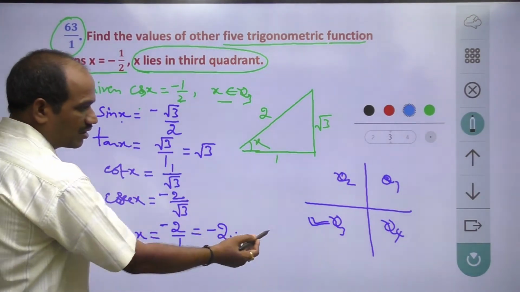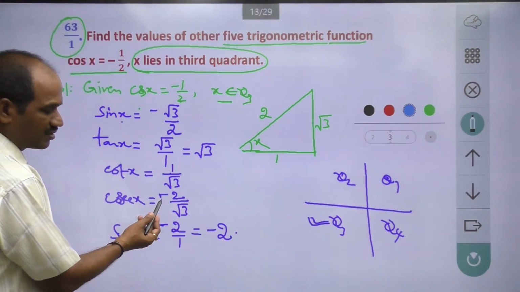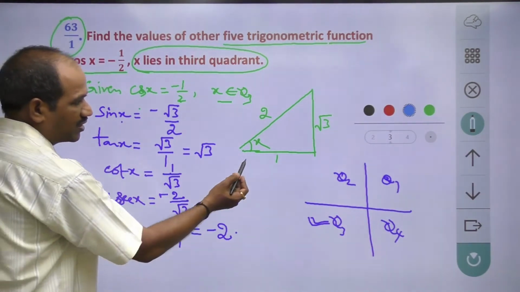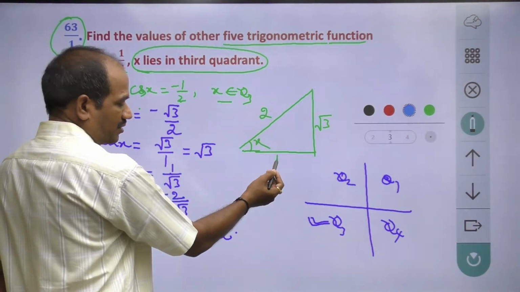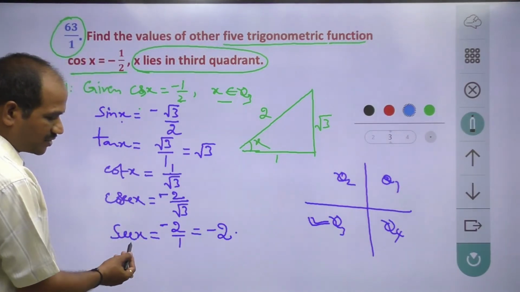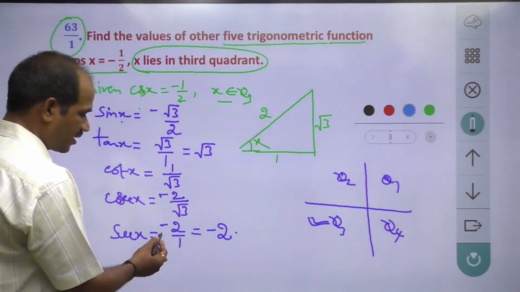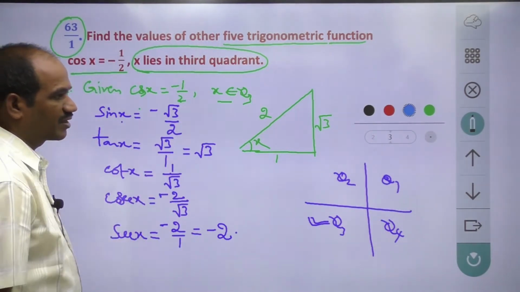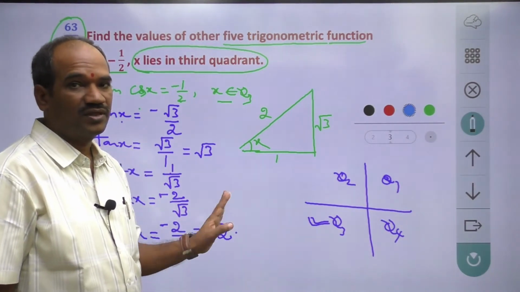In the third quadrant cosecant x is negative, so take minus here. Next, secant x is equal to hypotenuse by adjacent side, that is 2 by 1. In the third quadrant secant x is negative, so take minus here. So secant x is equal to minus 2. These are the other 5 trigonometric ratios. In this model all problems follow the same procedure, no change.